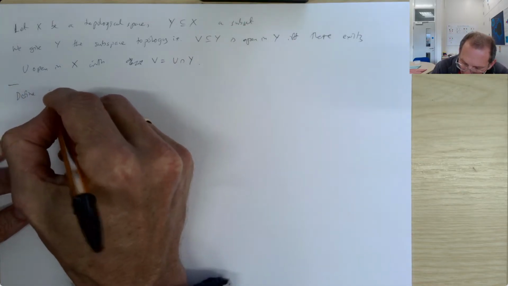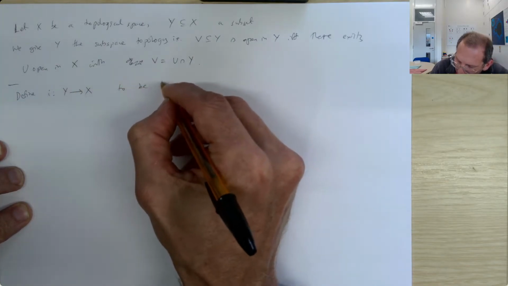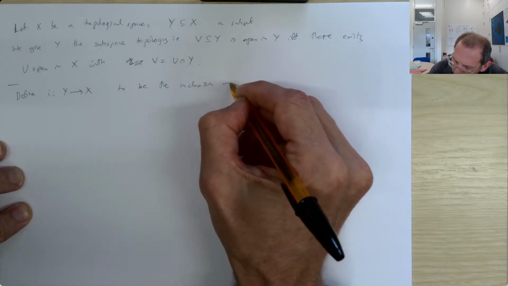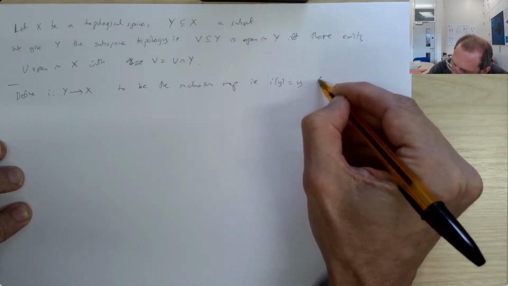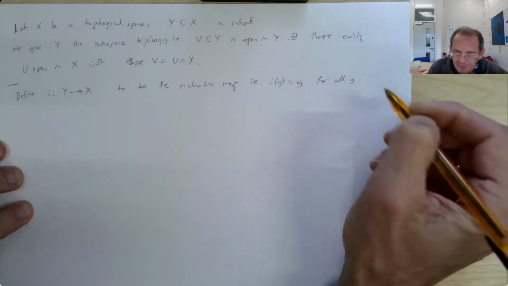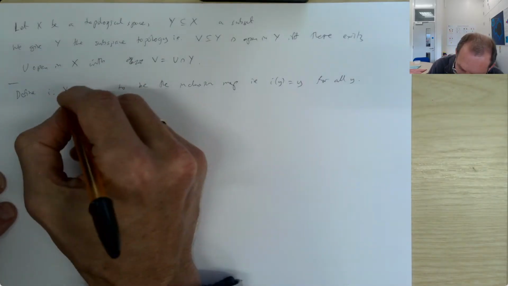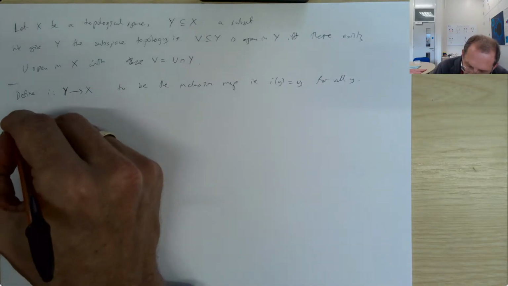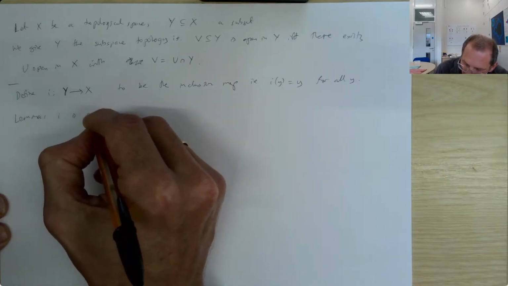We define i from Y to X to be the inclusion map, i.e. i of y is just equal to y for all y. So it's just like the identity map, but we take the domain to be Y and the codomain to be X. And so the first lemma is just that i is continuous.